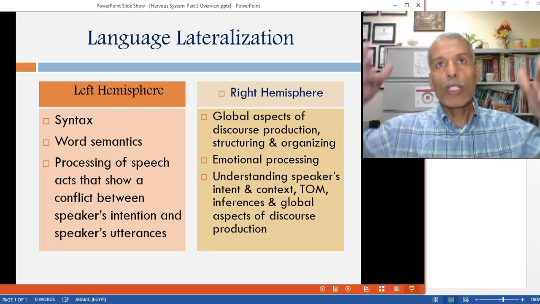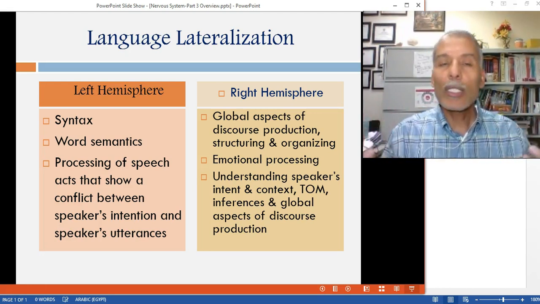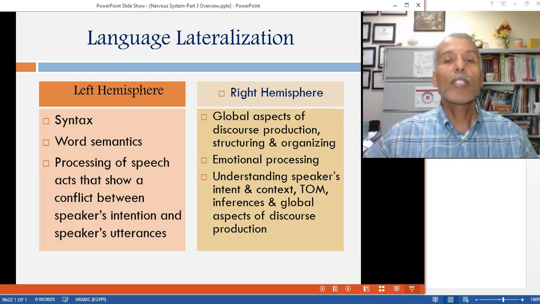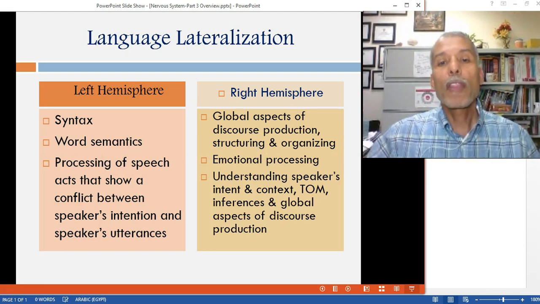So when you read a whole story or a whole novel and reflect back and say, what is this about? Can I summarize it in 5 sentences? That is the right hemisphere that enables you to have that holistic view of things.